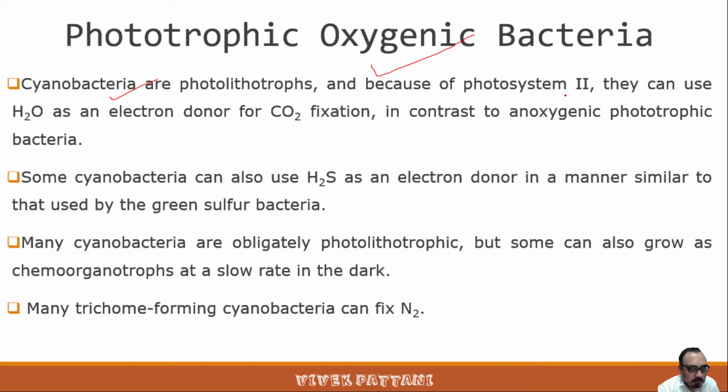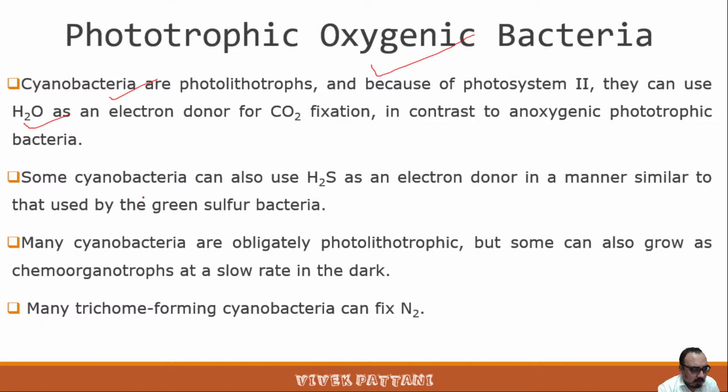because of photosystem II, they can use water as an electron donor for carbon dioxide fixation, in contrast to the anoxygenic phototrophic bacteria. In anoxygenic photosynthesis, only one photosystem is involved, whereas in oxygenic photosynthesis, two photosystems are involved, due to which water acts as an electron donor for carbon dioxide fixation, generating an oxygen molecule.